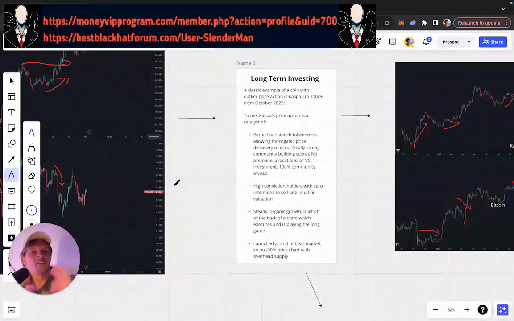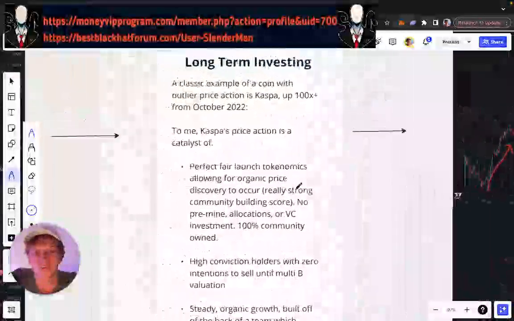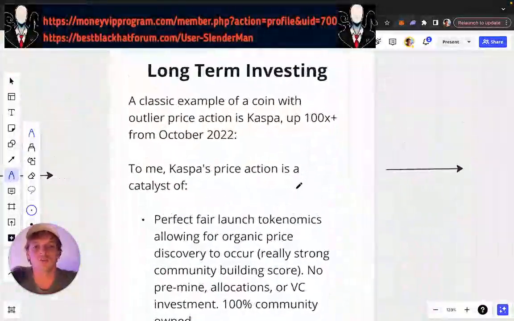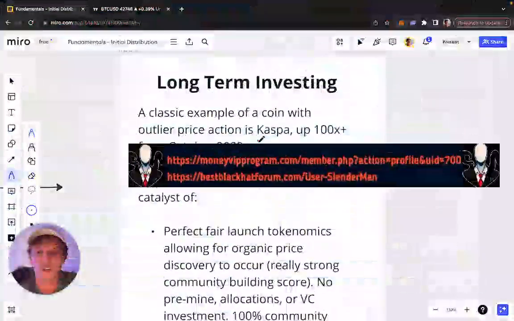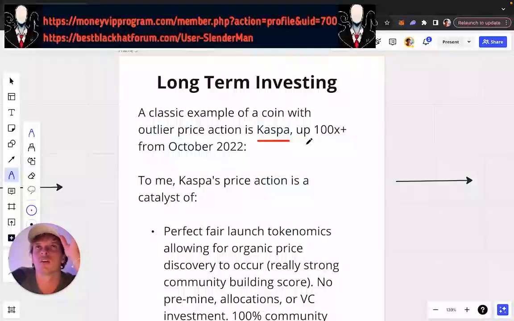Now, I said to you that there's two ways that you can do, you can analyze outlier price action. That was the first one for trading. Now this one's for investing, which is what this course is about. So a classic example of the outlier price action is on a coin called Casper, right? It launched in like October, November 2022, so about a year ago from when this was filmed, and Casper's gone up about 100x or more.